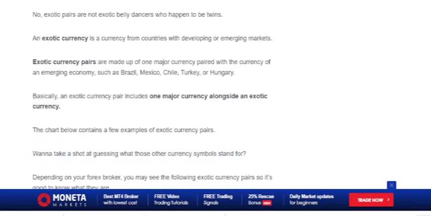An exotic currency is a currency from countries with developing or emerging markets. Exotic currency pairs are made up of one major currency paired with the currency of an emerging economy, such as Brazil, Mexico, Chile, Turkey, or Hungary. Basically, an exotic currency pair includes one major currency alongside an exotic currency.